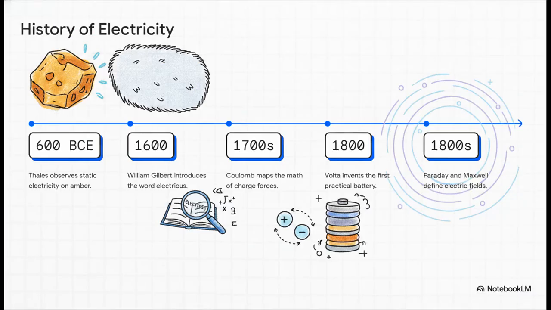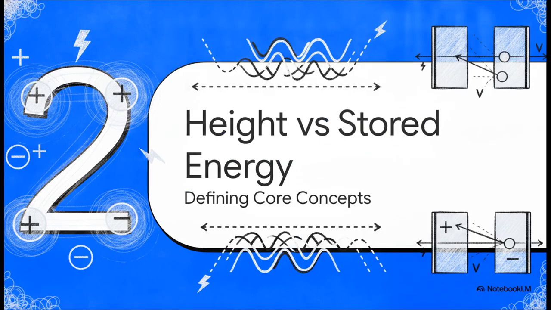Let's trace the historical pedigree of electricity for a second. Way back around 600 BCE, the Greek philosopher Thales of Miletus noticed static electricity when rubbing amber with fur, but it wasn't until the year 1600 that William Gilbert systematically studied this and coined the term electricus. From there, things really accelerated. Coulomb mapped out the actual mathematics of how charges repel and attract. Then, in 1800, Alessandro Volta, the guy whose name literally gives us the volt, invented the very first practical battery. And finally, Faraday and Maxwell proved that charges don't just act over distances instantly, they actually create these invisible fields all around them. Moving right along to Section 2, height versus stored energy.